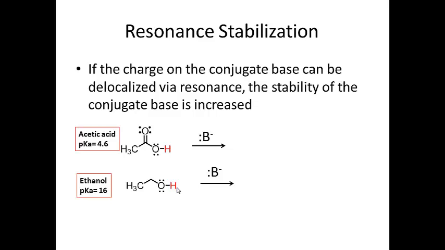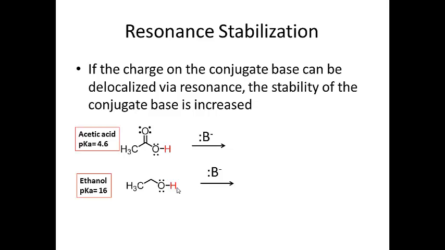Okay, so let's think about this. Let's answer the question, why is that the case? Well, here's the rule for resonance. If the charge on the conjugate base can be delocalized by resonance, then the stability of the conjugate base is increased, and by the same token, the pKa is decreased. Remember, low pKa means that the acid is strong. High pKa means that the acid is weak.